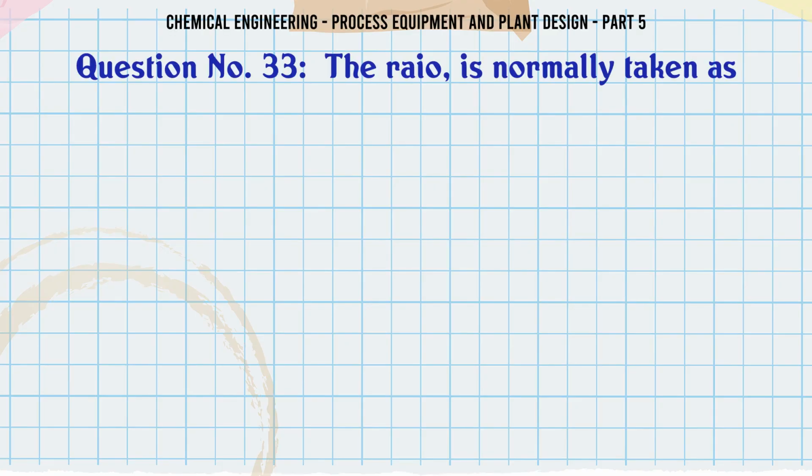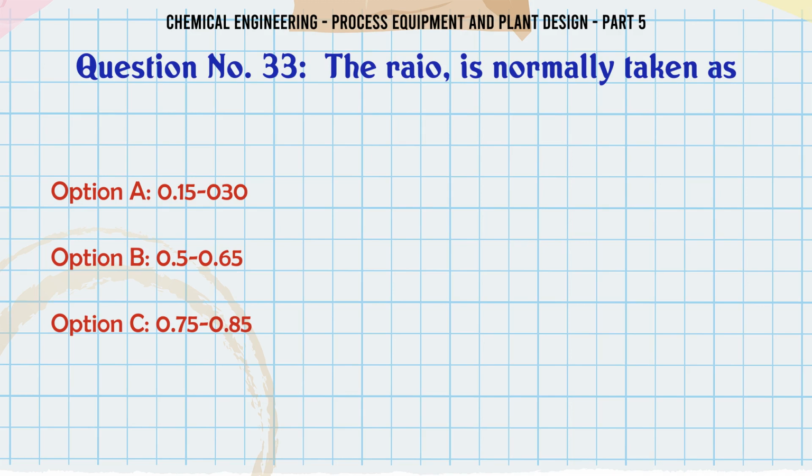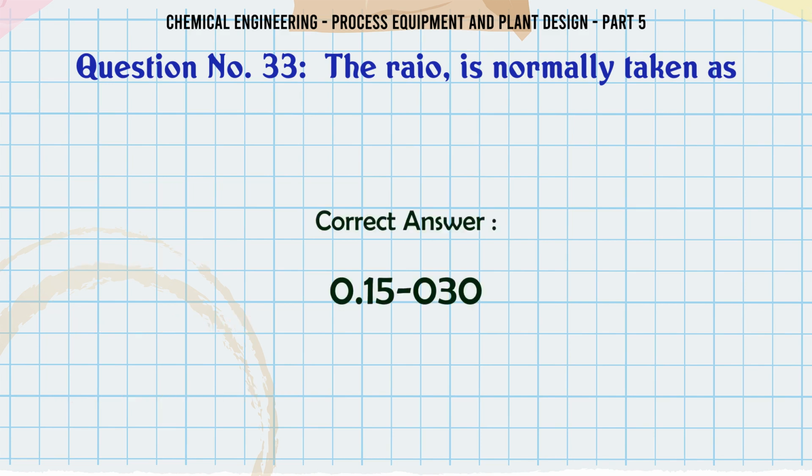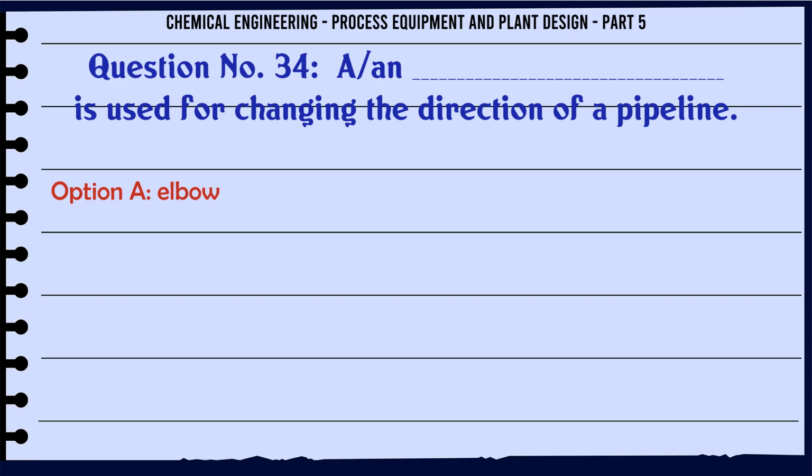The Rio is normally taken as A. 0.15-0.30, B. 0.50-0.65, C. 0.75-0.85, D. 0.60-0.90. The correct answer is 0.15-0.30.